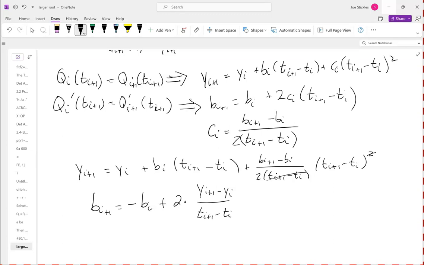Think about how you would code this up, though. Do that for Thursday, how you would code this up and figure out your b's and figure out your c's. And we'll want to code it up so that we can get what the spline looks like drawn.